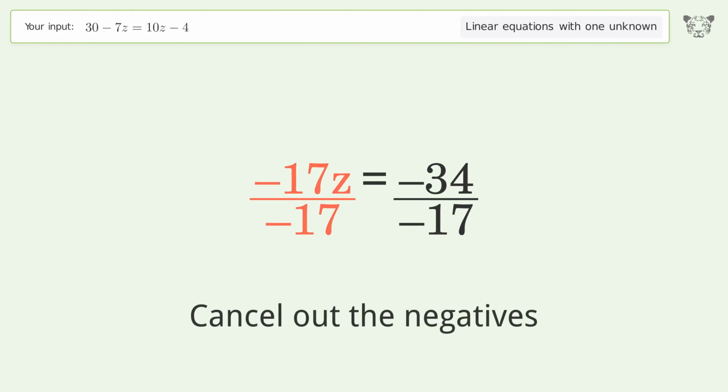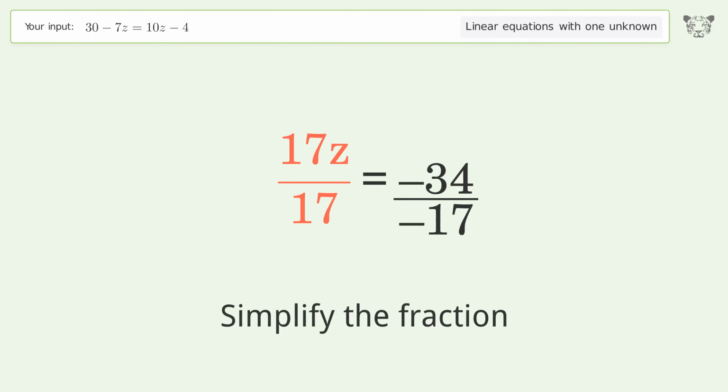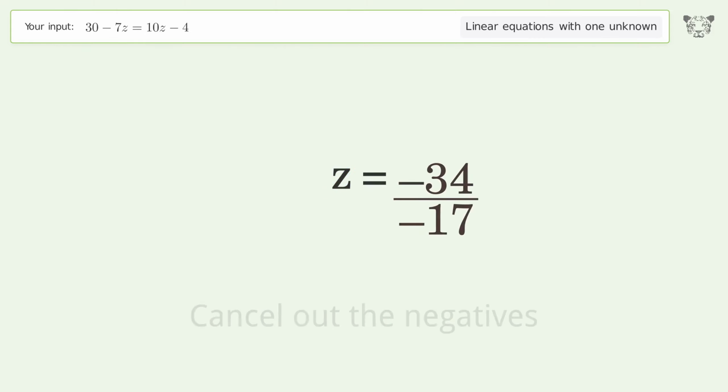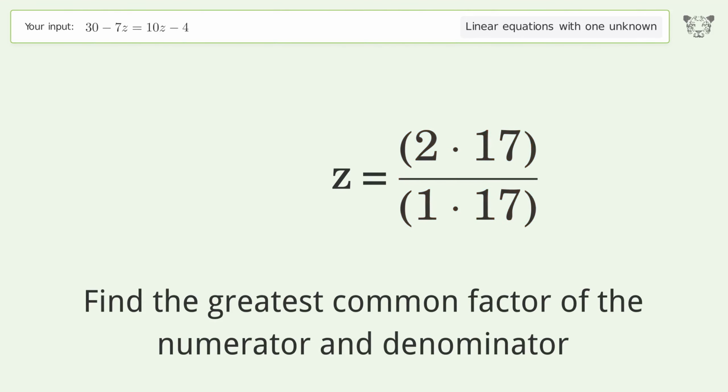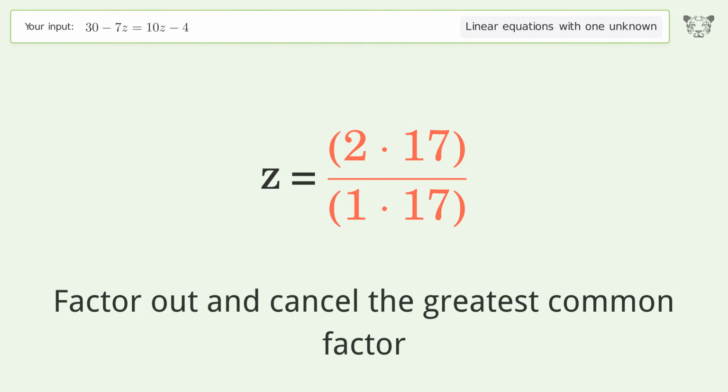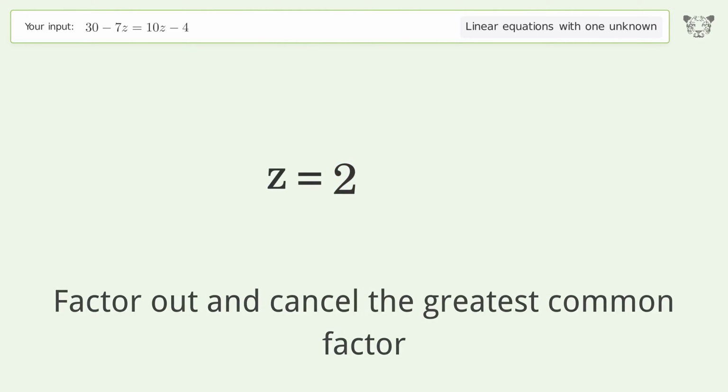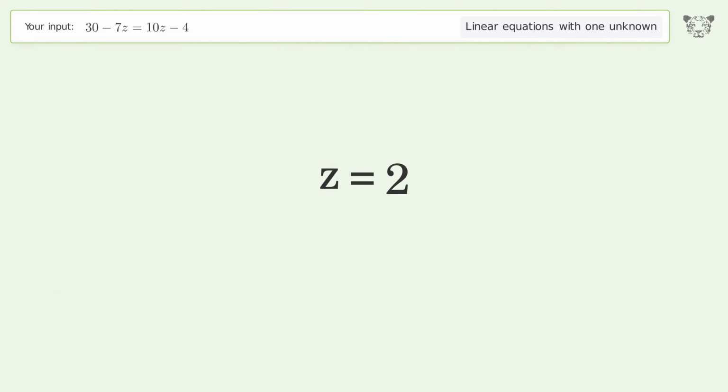Cancel out the negatives. Simplify the fraction. Cancel out the negatives. Find the greatest common factor of the numerator and denominator. Factor out and cancel the greatest common factor. And so the final result is z equals 2.